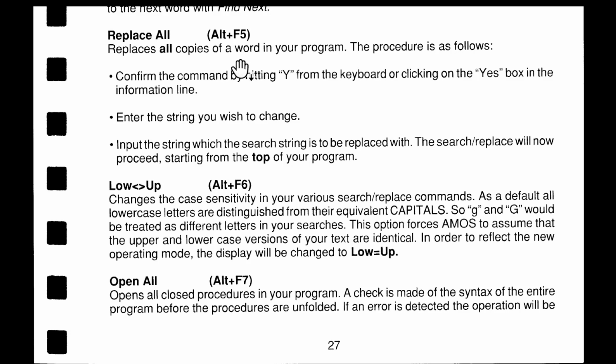Replace all, Alt plus F5. Replaces all copies of a word in your program. The procedure is as follows. Confirm the command by hitting Y from the keyboard or clicking on the Yes box in the information line. Enter the string you wish to change. Input the string which the search string is to be replaced with. The search/replace will now proceed, starting from the top of your program.